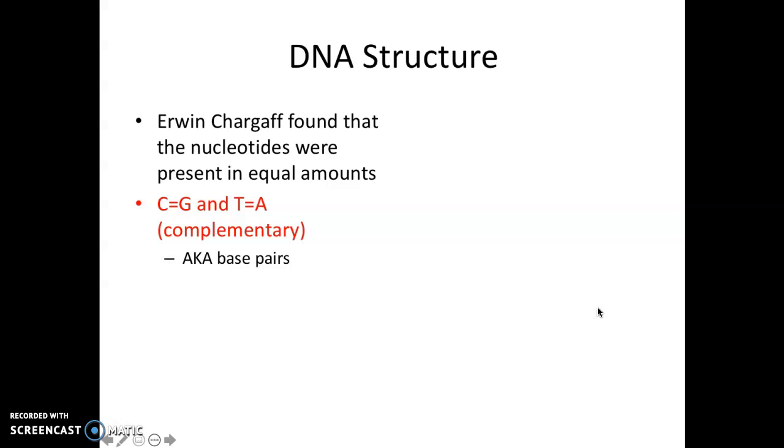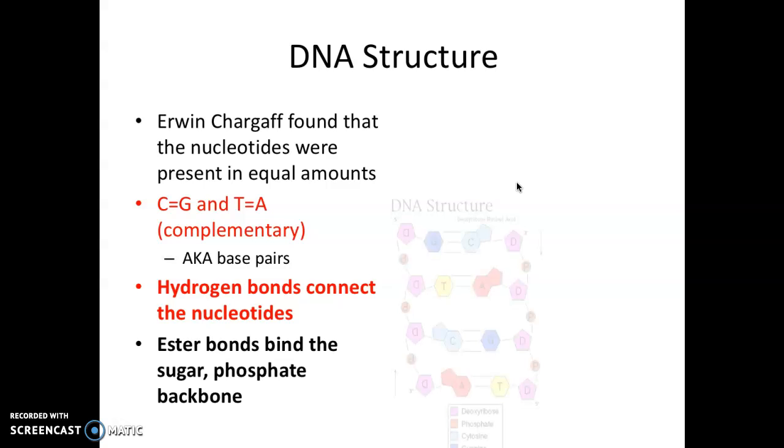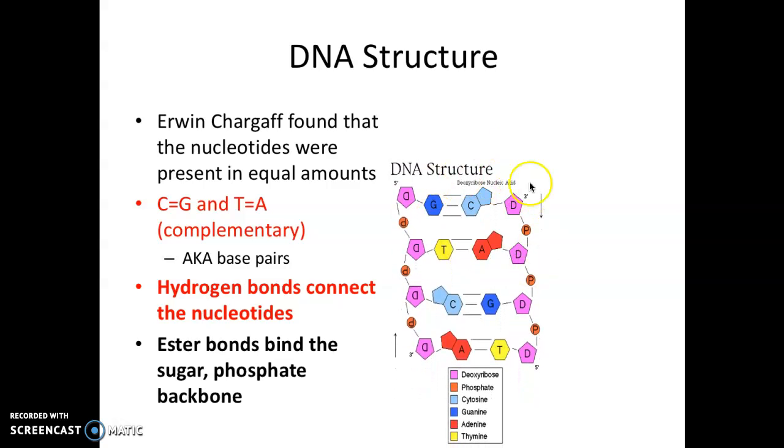With that being said, because C is always going to find G, they're always going to be the same amounts. So if you have 15 cytosines, cytosine is going to pair up with guanine, and so that means there's also going to be 15 guanines, okay? These are called base pairs. These base pairs are going to link up, and they're going to be connected through hydrogen bonds. So we talked about that when we learned about water, and together they're going to create this double helix structure.